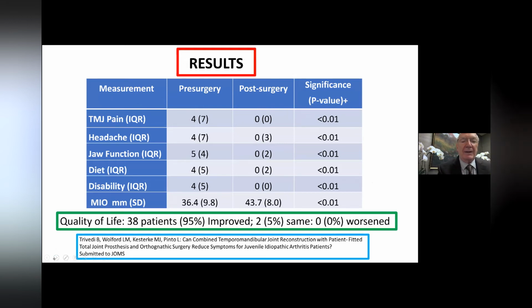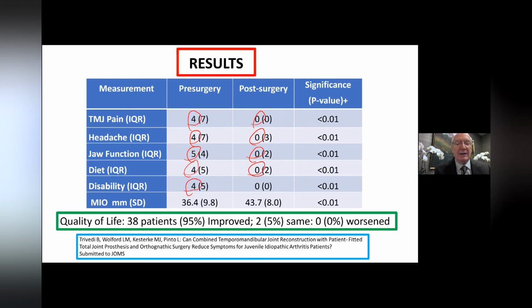Pre-surgery, the pain level was at a 4 for TMJ pain as well as headaches. And post-surgery, these patients were essentially totally pain-free. Jaw function was in the mid-range of difficulties, with normal jaw function at the end of longest follow-up. Diet was affected with the deformity and was totally normal at the longest follow-up.